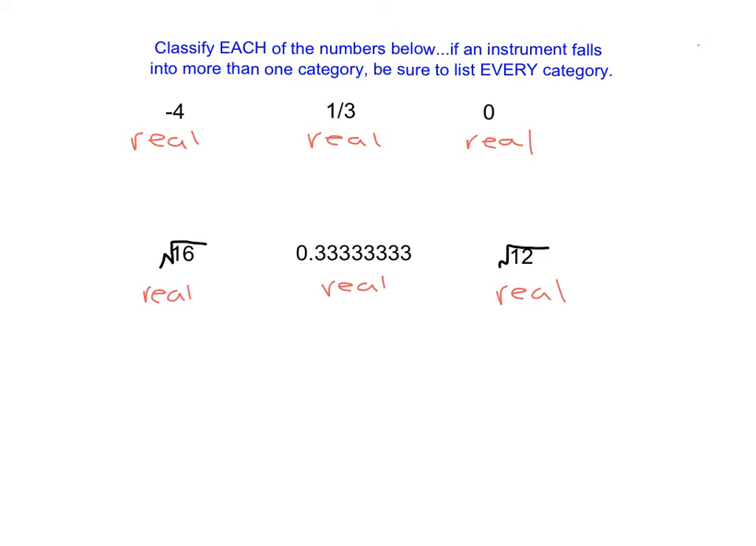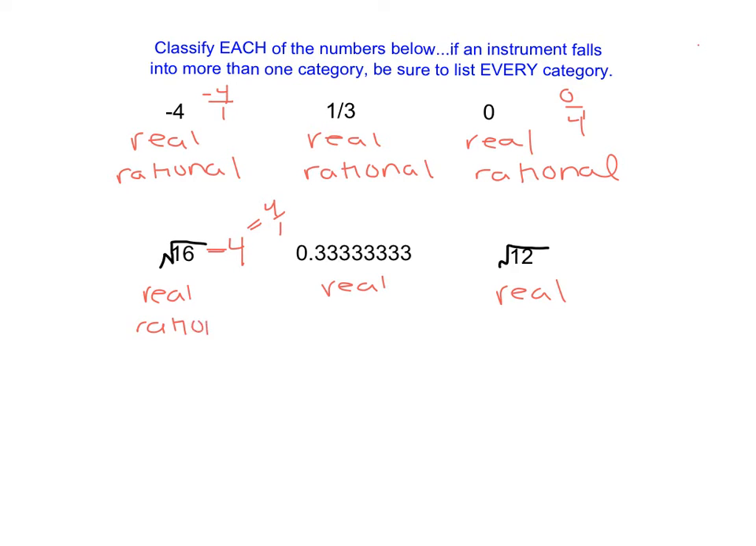And remember, rational numbers can be written as a fraction. So -4 I know could be written as a fraction as -4/1. So I know that -4 is in fact a rational number. 1/3 is already written as a fraction, so I know that that would be a rational number. I know that 0 could be written as about 0/4. That would give us 0. 0 can be written as a fraction, so 0 is also rational. I know that the square root of 16 is really equal to 4, which can then be written as a fraction as 4/1. So I know that the square root of 16 is also rational.